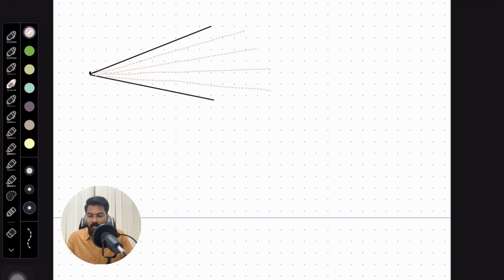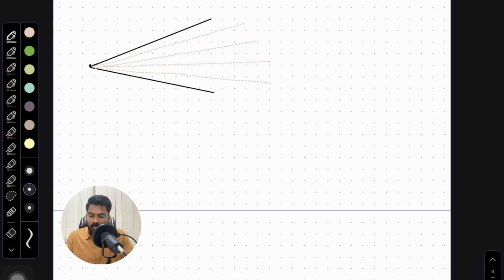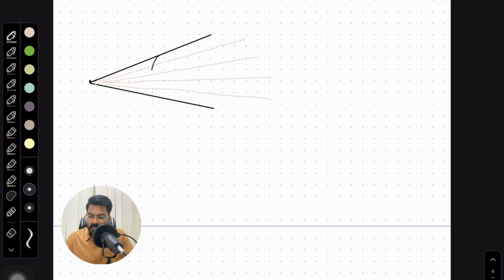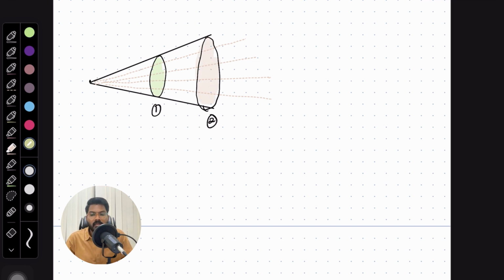Now I'm considering two different surfaces here. There are two different surfaces, surface 1, surface 2. Let me color this surface green. Let me go for this color here. This is the direction. Now let's look at this length. Let me consider this as R1. Let's consider this length as R2.